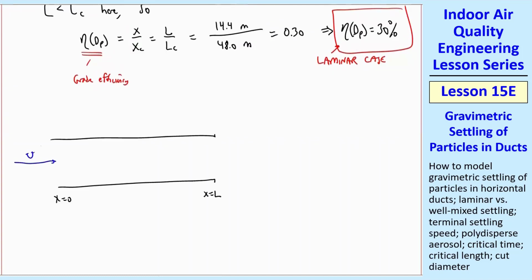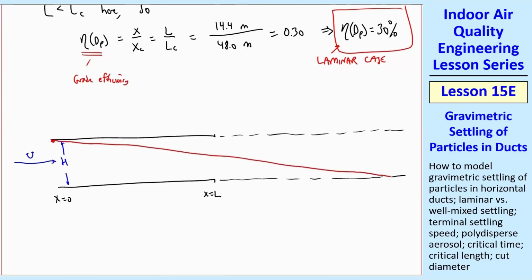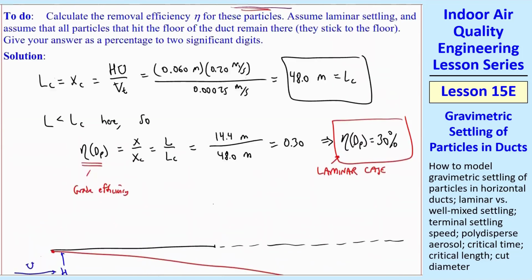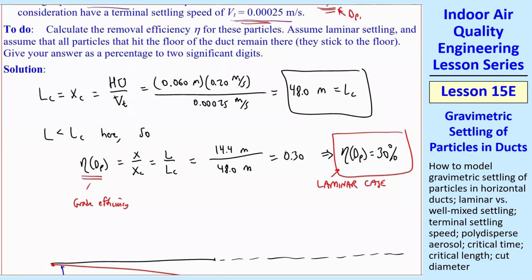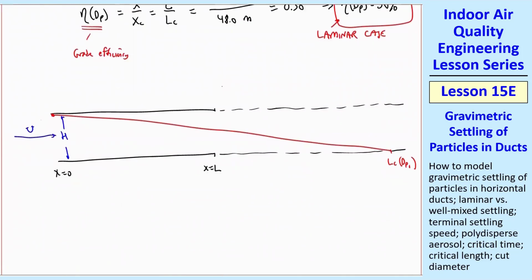For this particular problem, we have a U, we have an H, and our duct length is such that it's shorter than the critical length. So for these particular particles, critical length is somewhere way out here. Call that dP1, which is the particles that we are looking at where we had 30% cleaning. It looks more like 50% on my sketch here, but imagine that that's 30%. I ran out of room on the right.